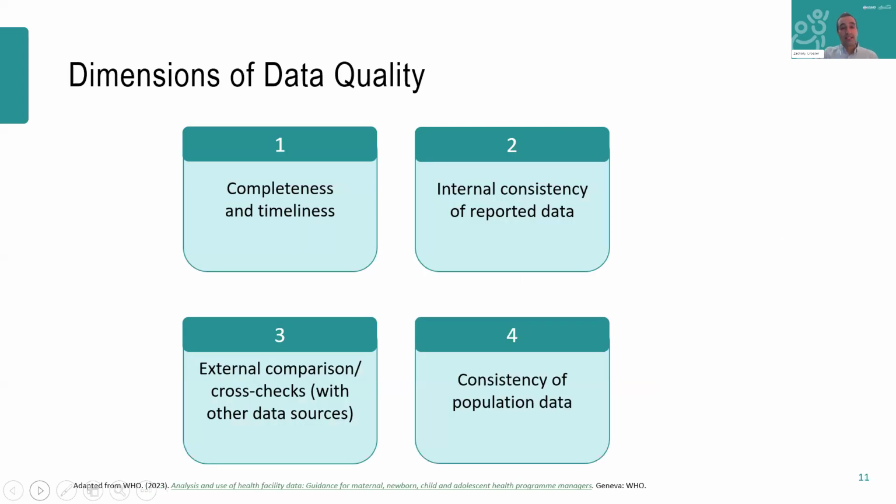The Data Quality Assurance Toolkit groups data quality issues into 4 different dimensions. First is the completeness and timeliness of data. Second is the internal consistency of reported data. Third is an external comparison or cross-checks with other data sources. And fourth is the consistency of population data that is used. So we'll look a little bit more at each of these 4 dimensions now.